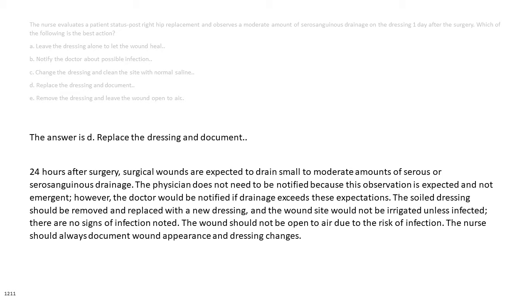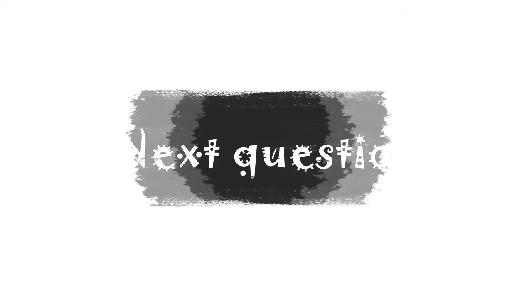The soiled dressing should be removed and replaced with a new dressing, and the wound site would not be irrigated unless infected. There are no signs of infection noted. The wound should not be open to air due to the risk of infection. The nurse should always document wound appearance and dressing changes.